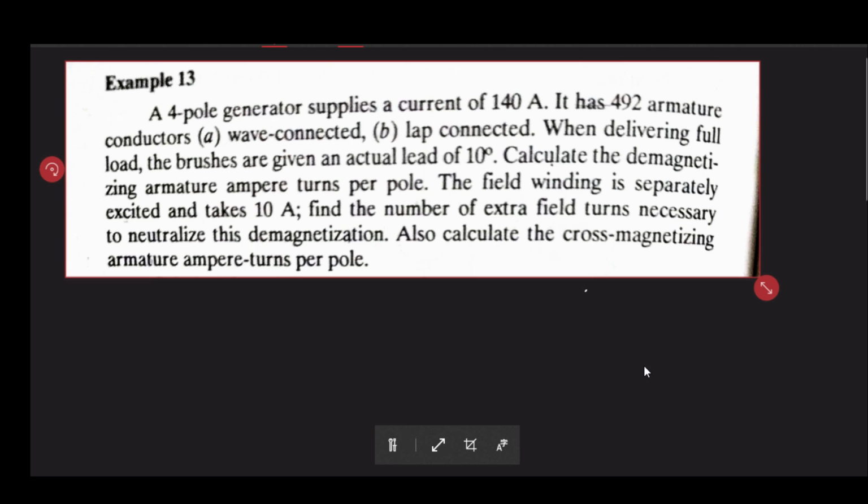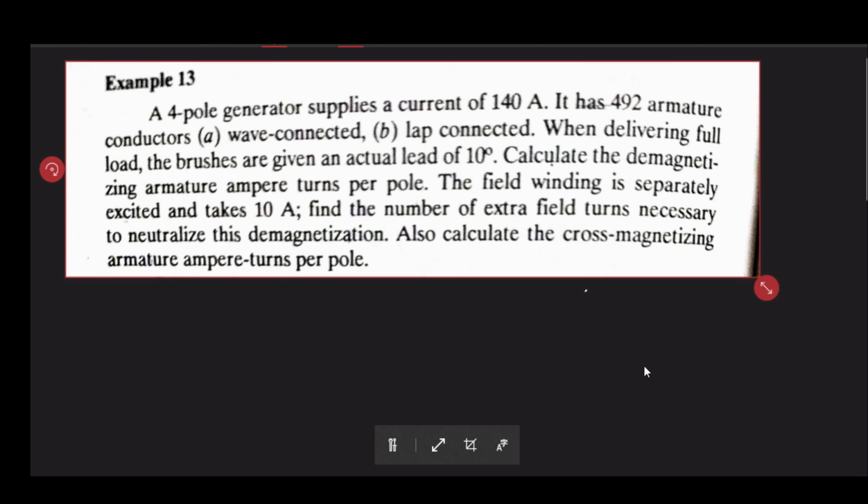Calculate the demagnetizing armature ampere turns per pole. The field winding is separately excited and takes 10 ampere. Find the number of extra field turns necessary to neutralize this demagnetization. Also calculate the cross magnetizing armature ampere turns per pole.